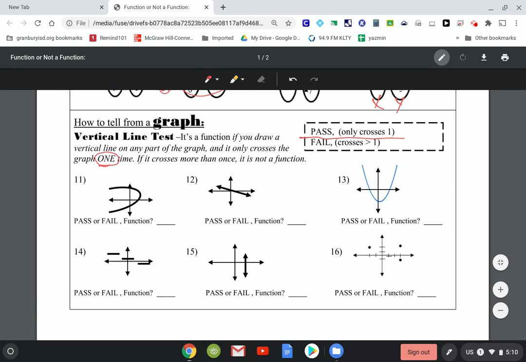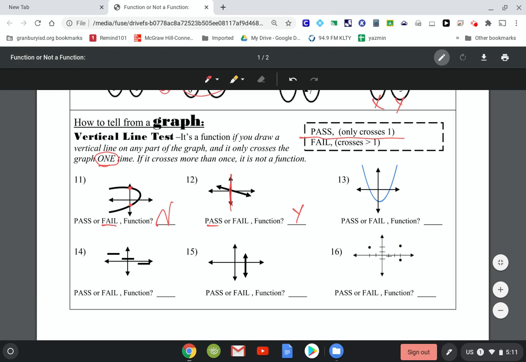So right here, I mean, you can even see on number 11, the y-axis, that graph hits it there and there. So it fails. So this is not a function. Number 12, again, you can look at the y-axis and it only hits that y-axis one time. So this is a pass. So yes, it is a function.